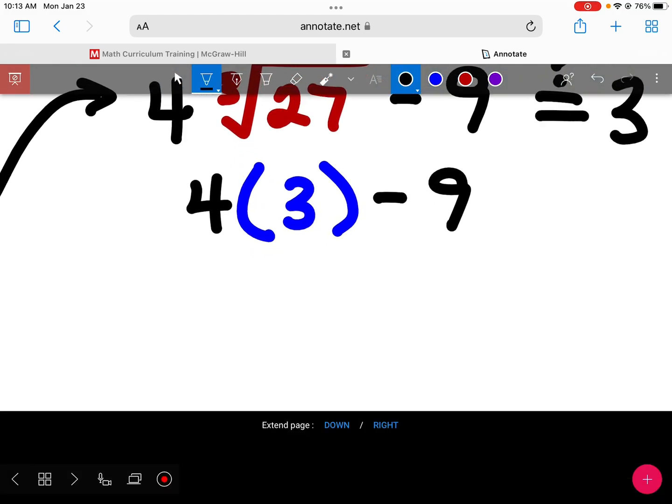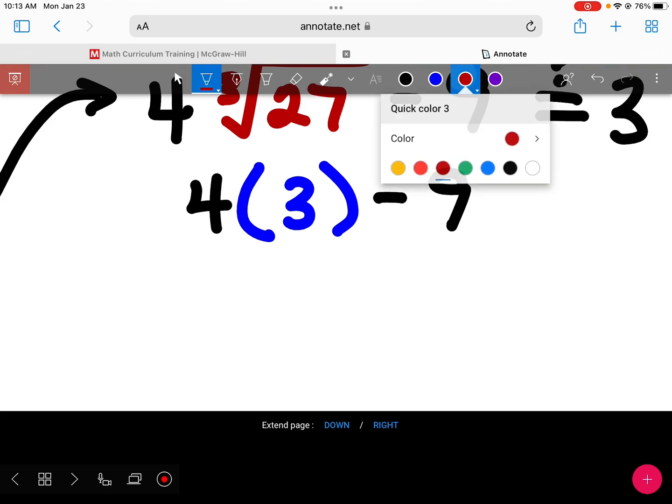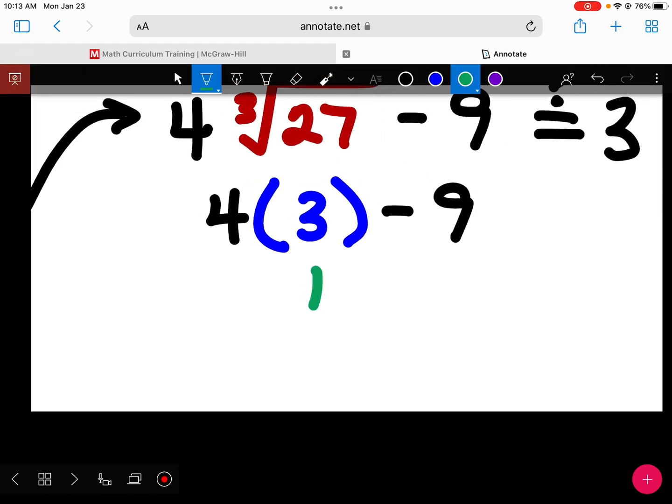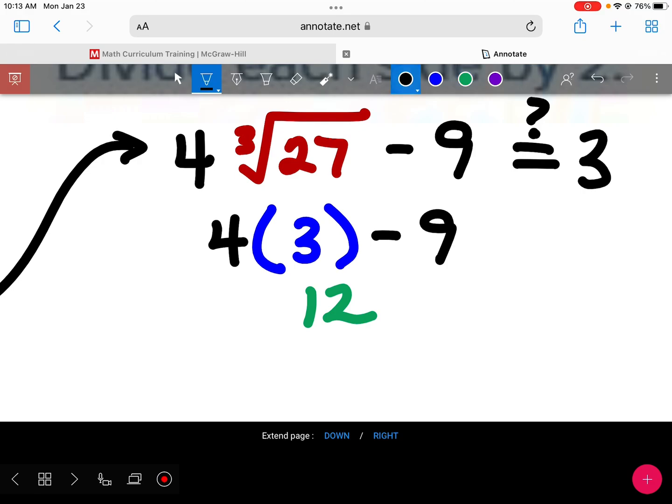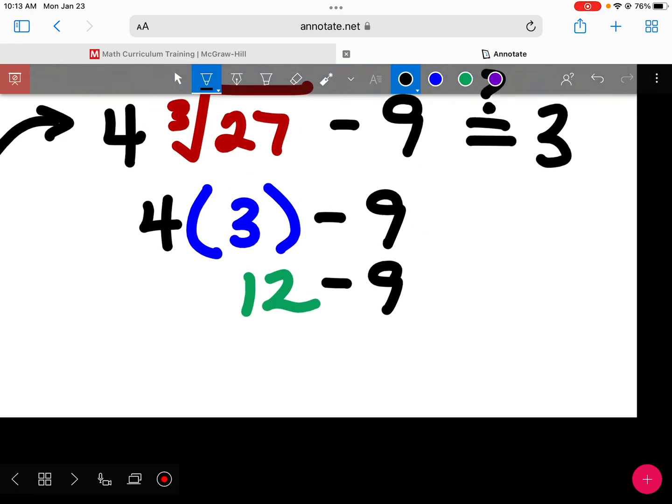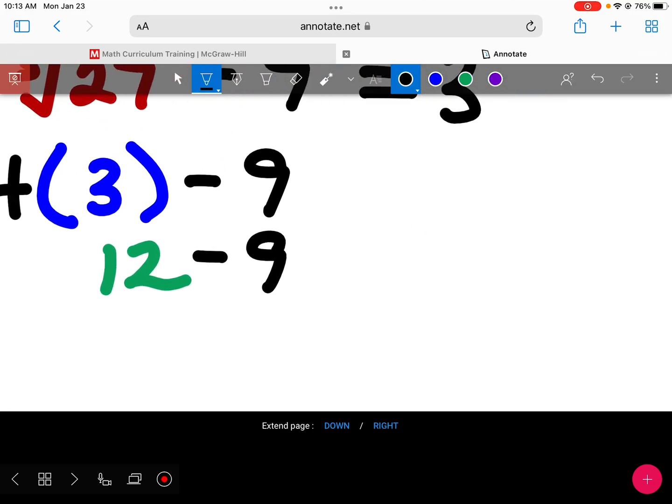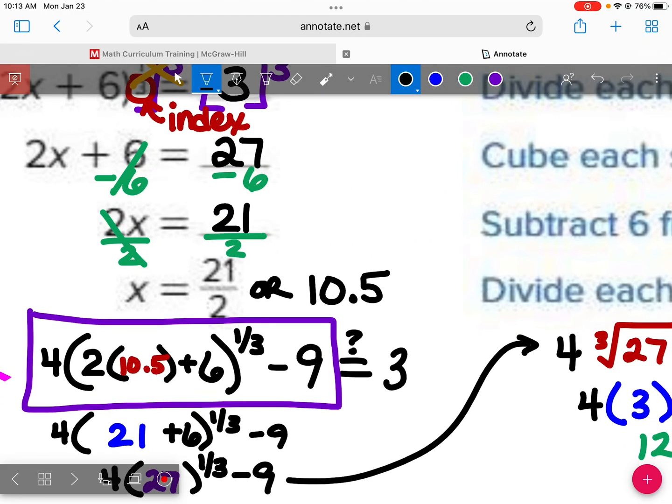4 times 3? So I have 12 minus 9. What is 12 minus 9? 3. So this works. X is 21 divided by 2, or 10.5.